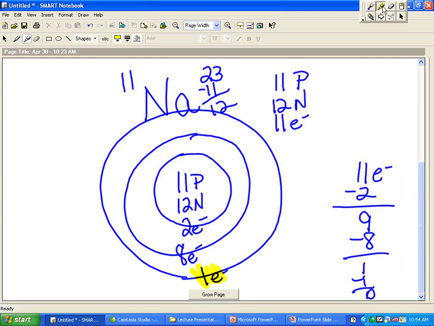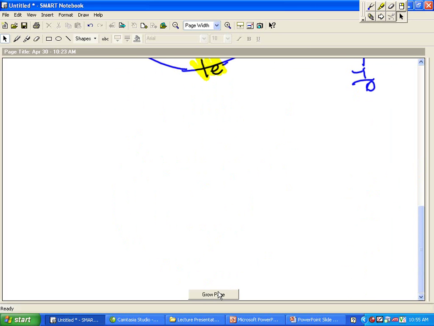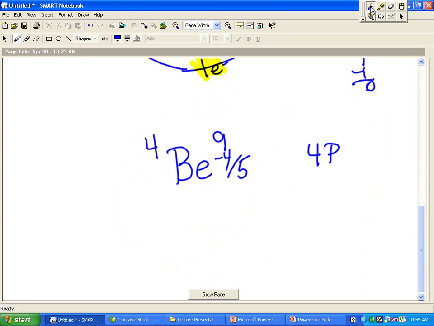Let's work another one. Let's go just above sodium to beryllium. Chemical symbol for beryllium is Be. Atomic number 4, atomic mass 9. That would be 4 protons. Mathematically, I can figure out how many neutrons. 5 neutrons. 4 electrons.